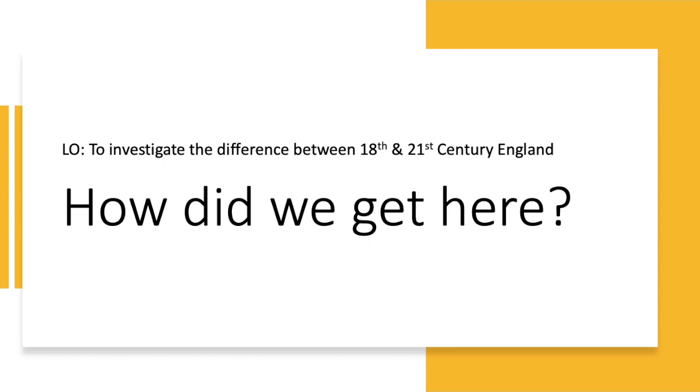So what I'd like you to do is write that down in your exercise book, and I'd like you to write the date, please. Make sure they're underlined with a ruler. No freestyling here for me, please, Year 8. And you will see that our learning objective is to investigate the difference between the 18th and 21st century, specifically in England, because obviously every country is different, and to generalise is not something we want to do in history.